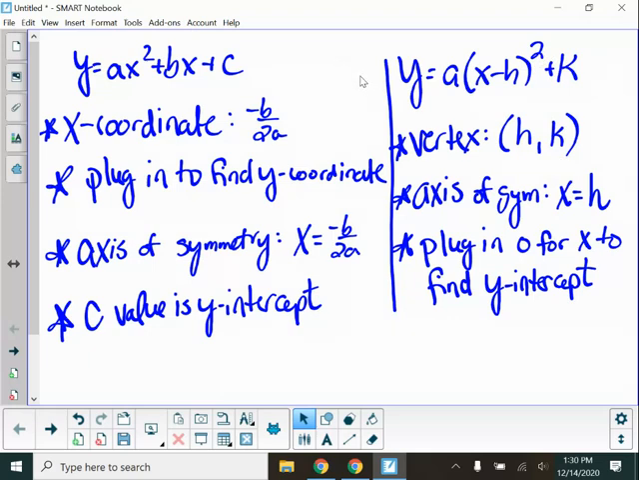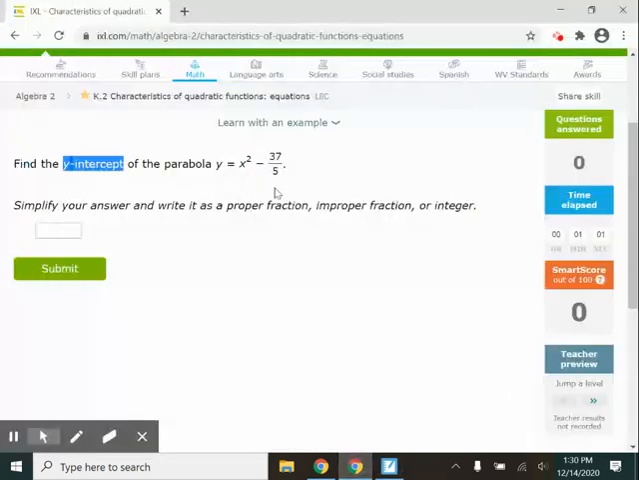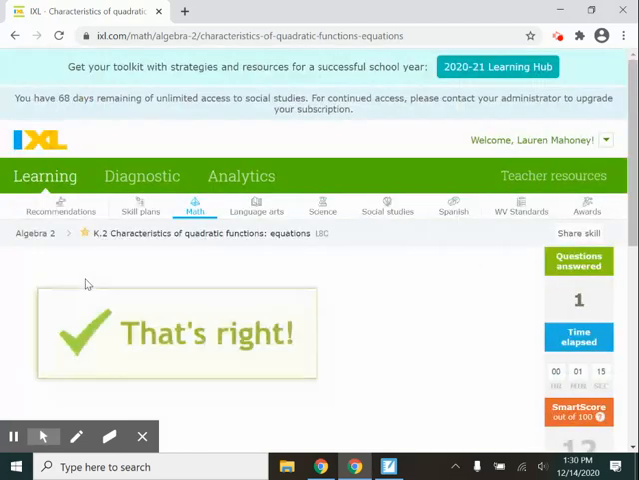So this one is asking for y-intercept. So you can see down here at the bottom, the C value is the y-intercept. Well, C is the number that's at the end of your quadratic that has no x multiplied by it. So if I go back to this problem, the number at the end that has no x multiplied by it is negative 37 over 5. So I'm going to click in my box here, and I would type in negative 37 over 5, and that is my y-intercept.